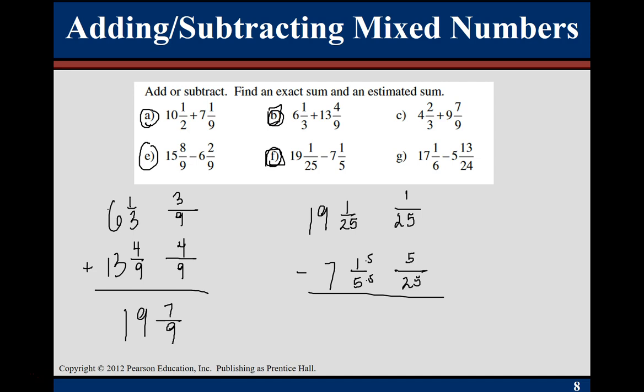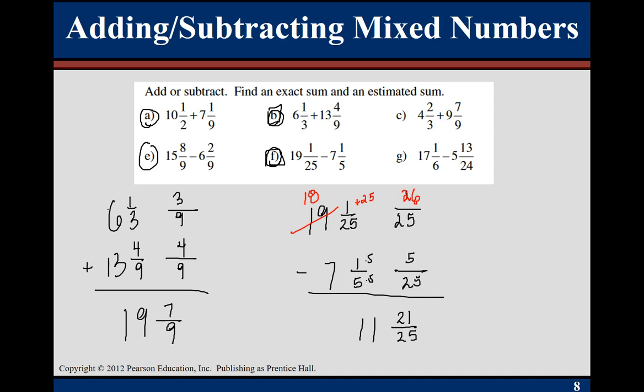I'm going to take one whole group out of here, so this becomes an 18. And once again, my group is a 25, so I'm going to add 25 to this piece and turn this into a 26. Now I can go ahead and subtract. 26 minus 5 is 21. 18 minus 7 is 11.